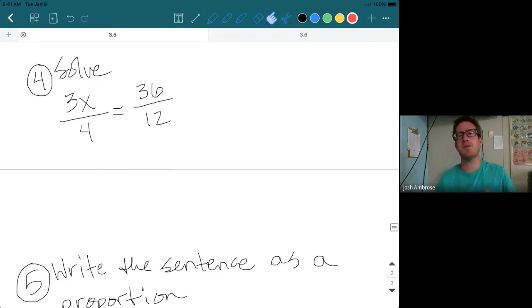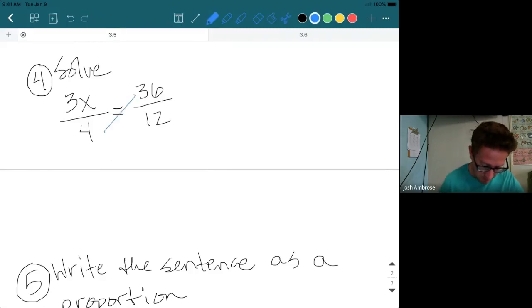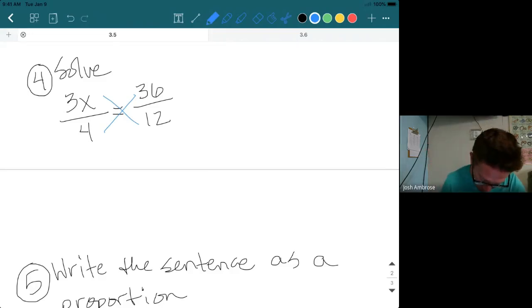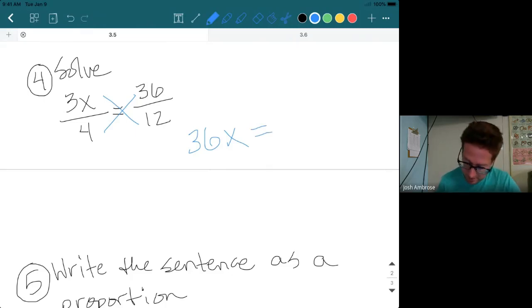What if they throw a variable with a coefficient? Don't let that confuse you. Same thing. Cross multiply. So here we go. We are going to cross multiply and get 3x times 12. What you will have to do is do 12 times 3, giving you 36x. Don't forget that variable. And then 4 times 36, giving you 144.